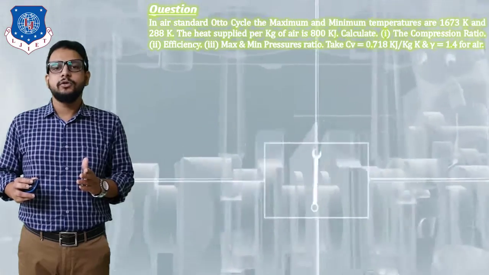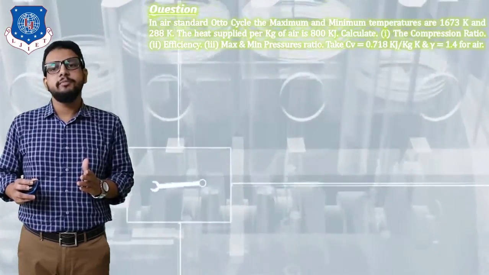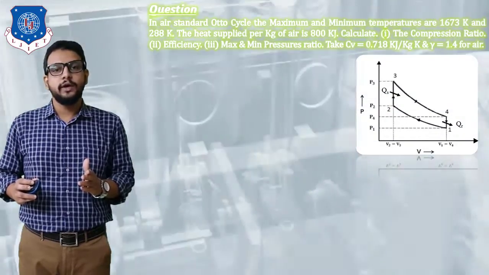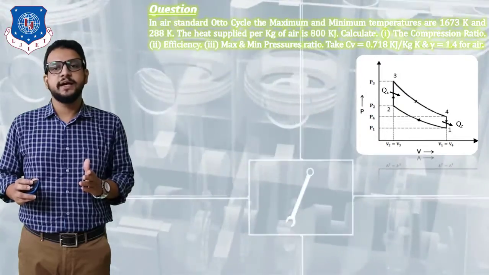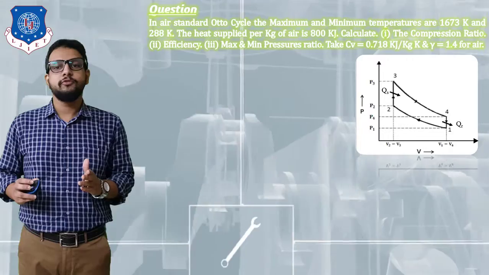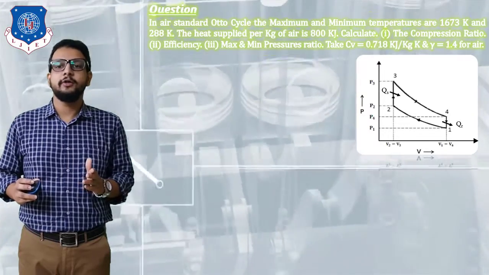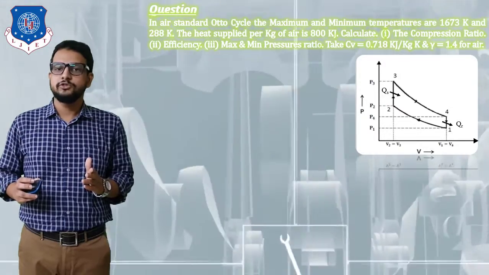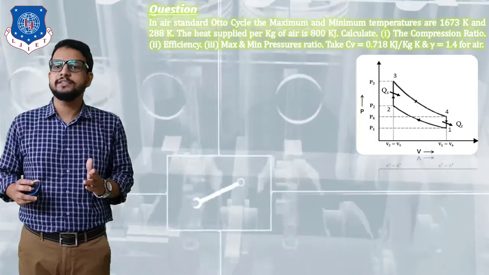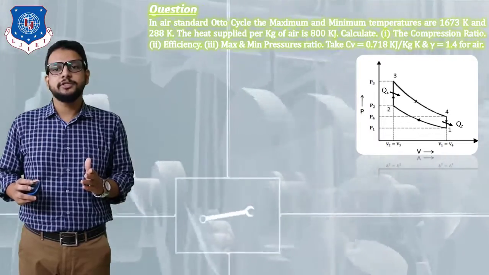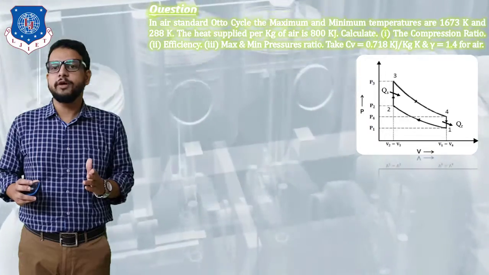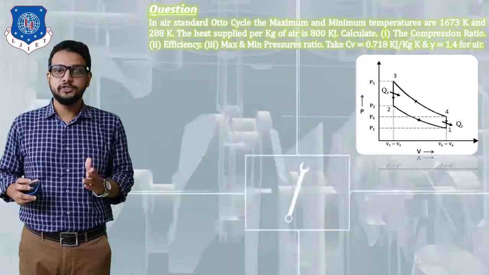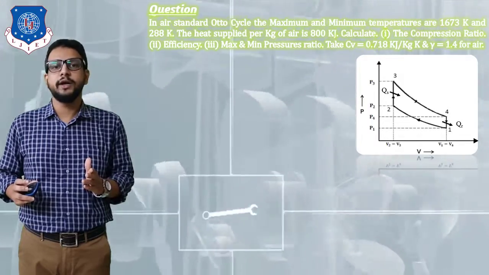In an air standard Otto cycle, the maximum and minimum temperatures are 1673 Kelvin and 288 Kelvin respectively. Maximum temperature means, observe carefully the PV diagram, which is the highest point? We would say point number 3, which means the maximum temperature will be achieved at point 3. So T3 is given, that is 1673 Kelvin. And the minimum temperature, observe carefully, will be at point number 1, that is the inlet to the cylinder, the beginning of the compression stroke. So T1 is equal to 288 Kelvin.